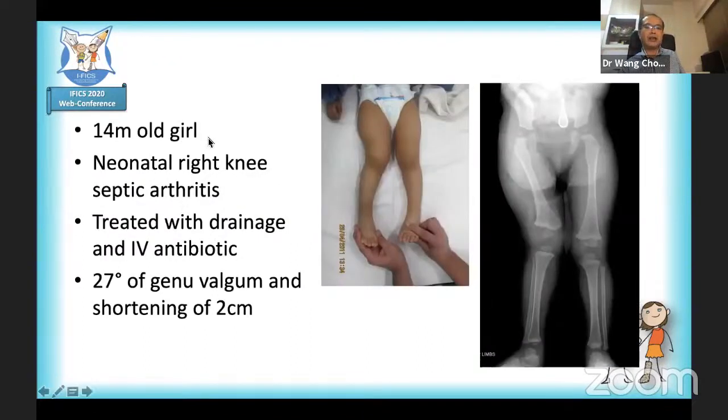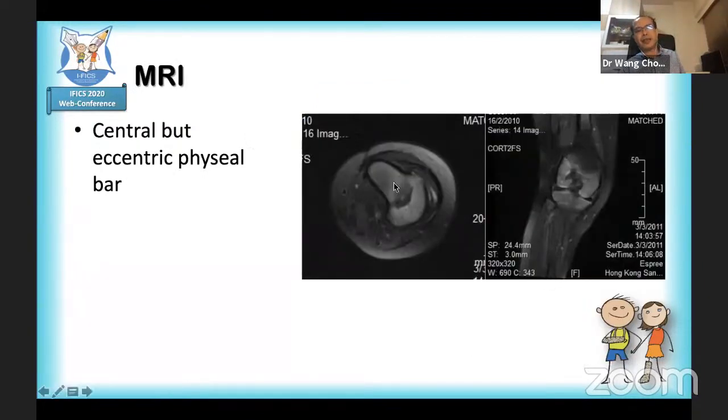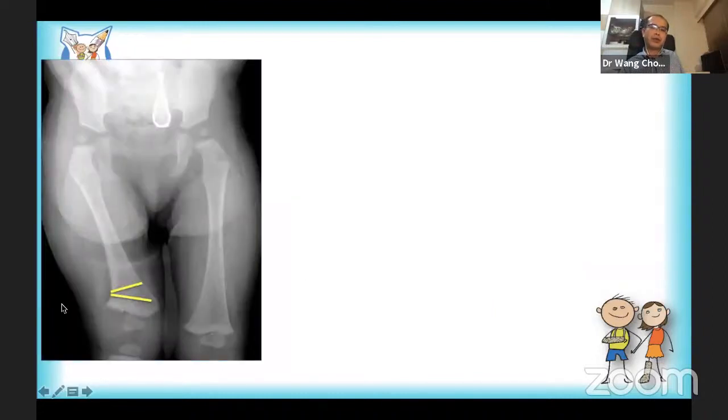So this is another case, a 14-month-old girl with a history of right knee septic arthritis, treated with drainage and IV antibiotics in another hospital. The patient was referred to me at the age of 14 months with 27 degrees of genu valgum and shortening of 2 centimeters. MRI confirms a central but eccentric physeal bar, and that explains the shortening and the angulation. The easiest way is to correct the deformity with a closing wedge and then go for the physeal bar excision. But this will further shorten the femur.